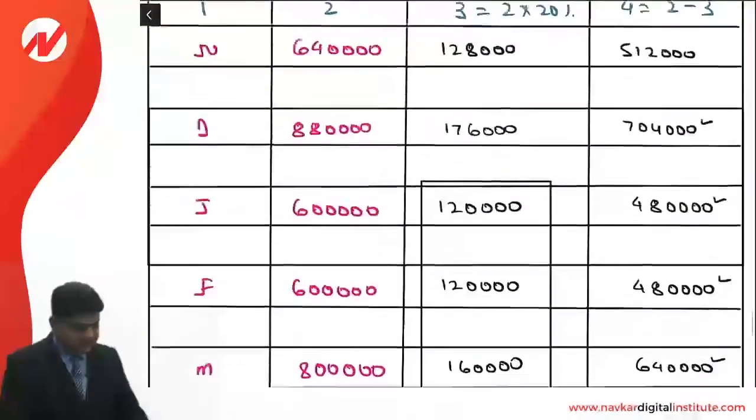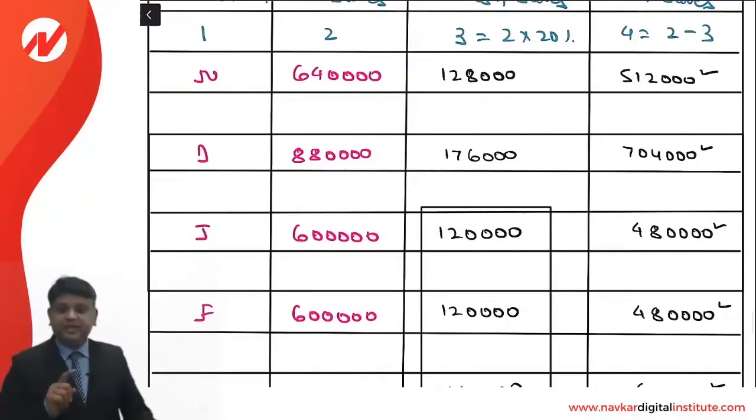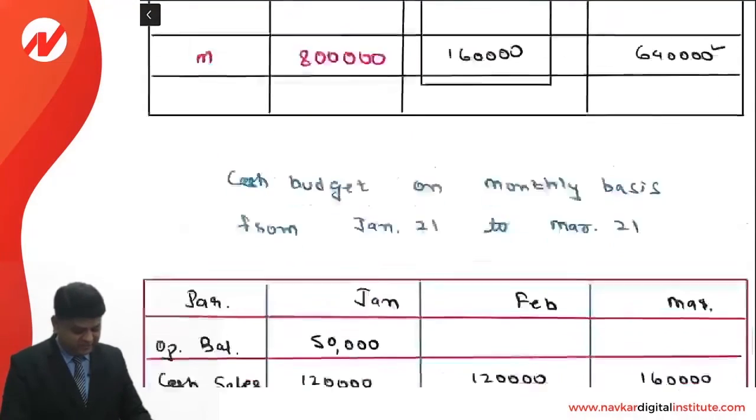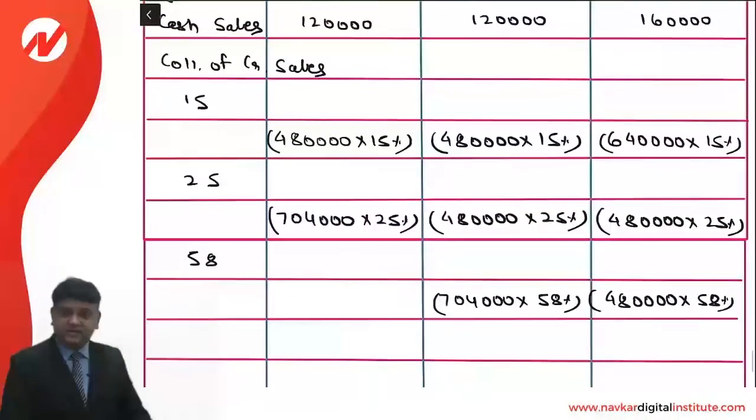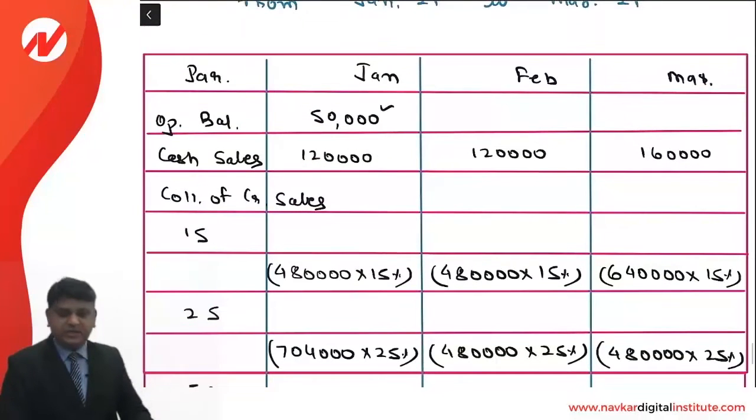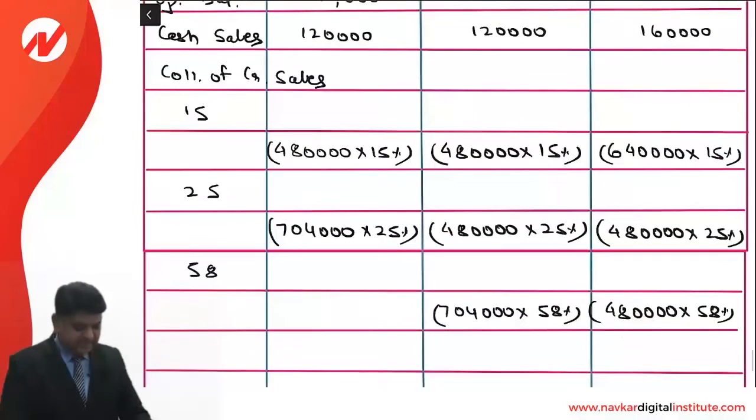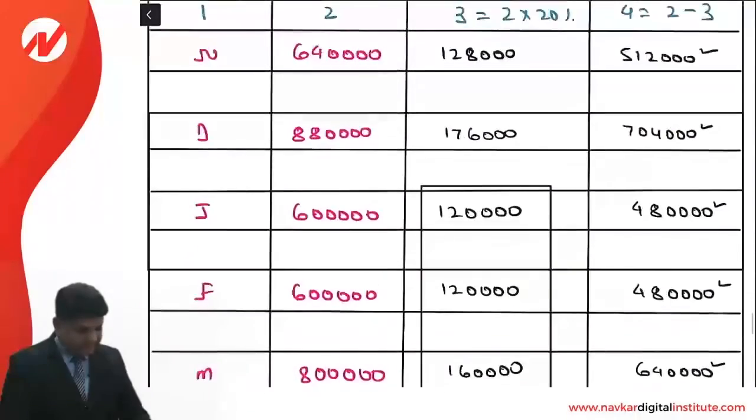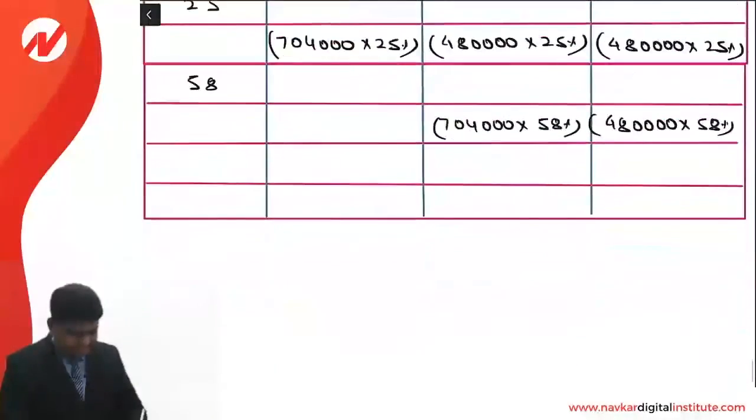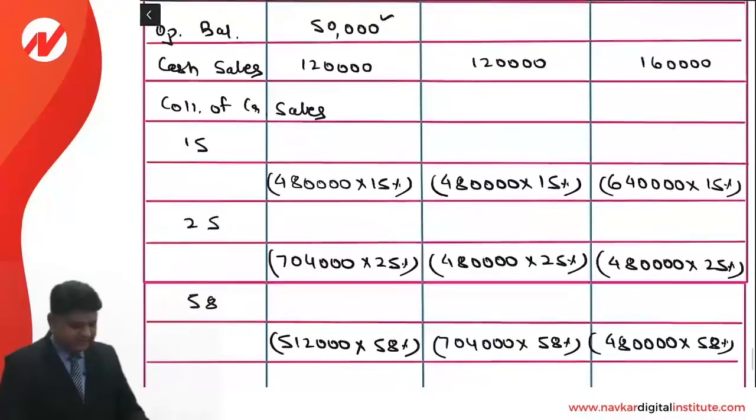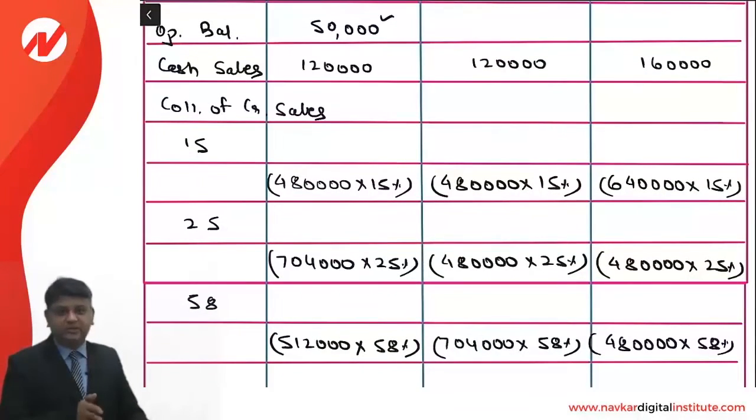We have been provided with the sales of the November month also. Credit sales of the November, of that 15% must have been received in the month of November, 25% in December. Whatever the collection that you already have made, its effect must have been incorporated in the month of opening of the January balance. Remaining will be collected in the month of January. So we understand it is 5,12,000 into 58%. This is the way we will have the collection in the month of January, February and March.